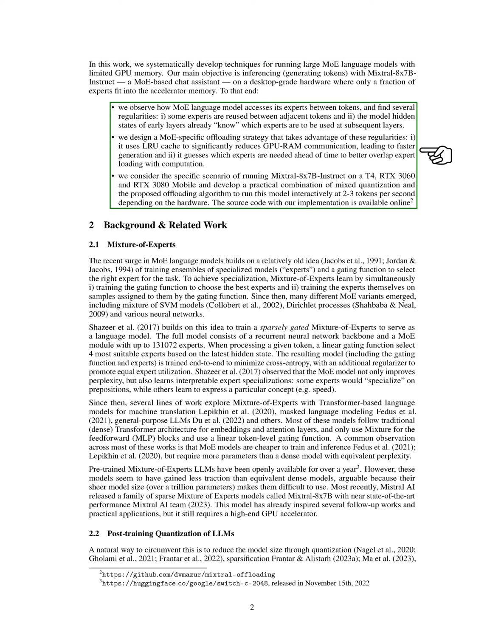We've observed how a MoE language model accesses its experts between tokens and found some patterns. Some experts are reused between adjacent tokens, and the model's hidden states of early layers already know which experts are to be used at subsequent layers. Based on these observations, we've designed a MoE-specific offloading strategy that significantly reduces GPU-RAM communication, leading to faster generation. It also guesses which experts are needed ahead of time to better overlap expert loading with computation.